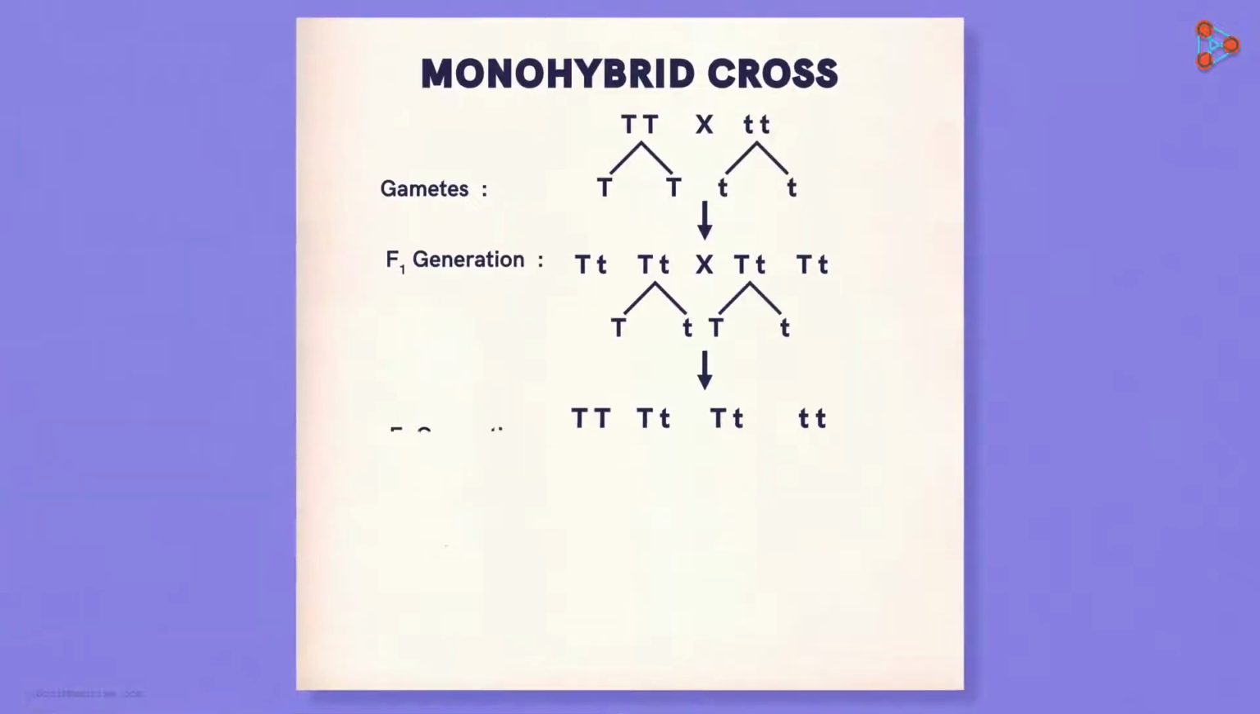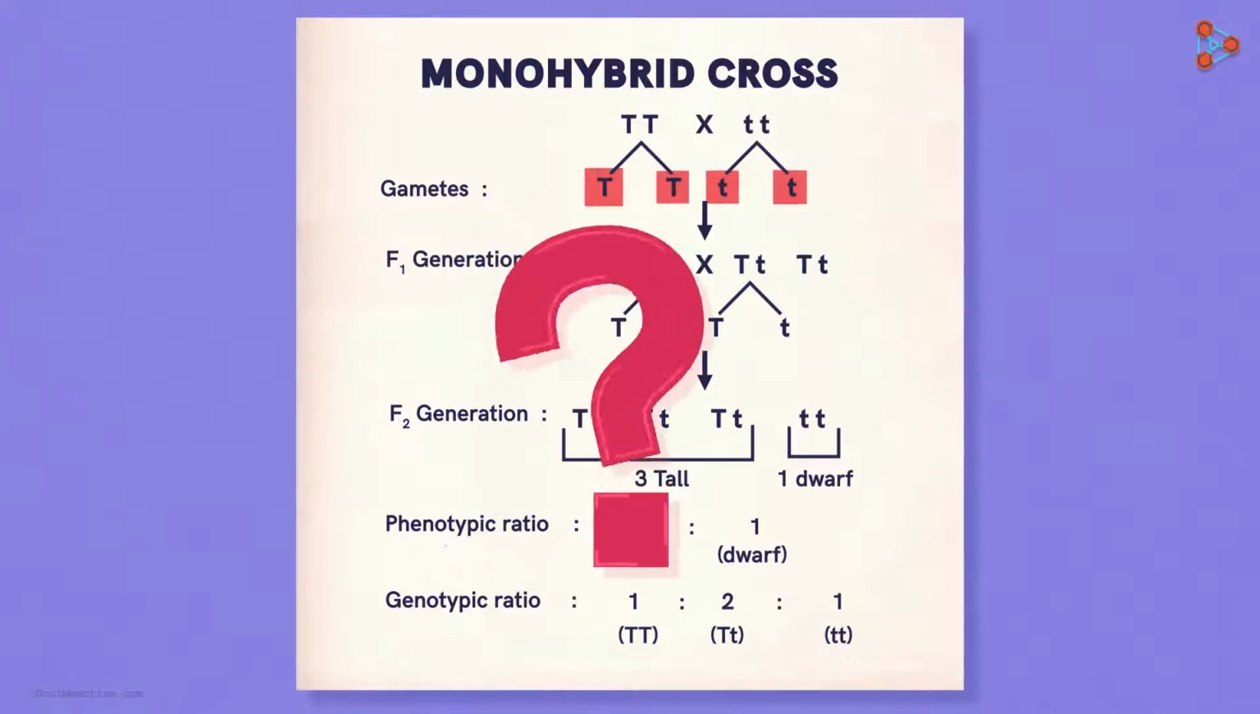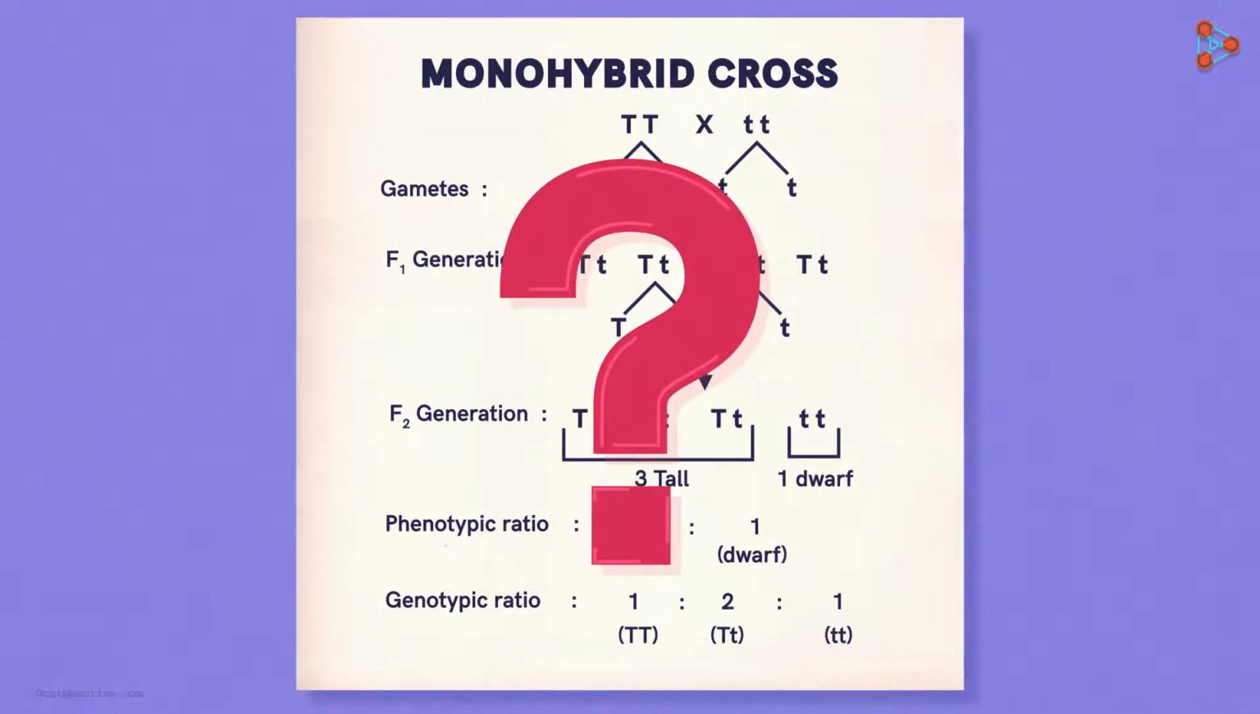This is how it's done. Take a moment to review it. How did we get the F1 generation? We got it by considering all the possible combinations here. But is there a method to find it systematically?